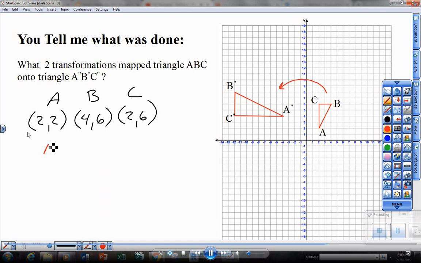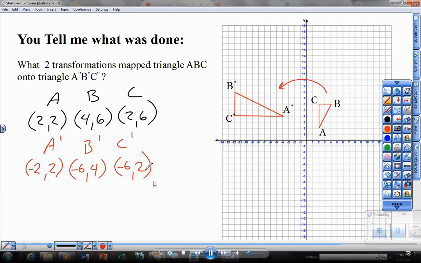So all of these will flip. 2, 2 just flips to become 2, 2. But since I'm turning to the left, that left one becomes negative. So not only flip them, but make that left one negative. So this flips and becomes -6, 4. This becomes -6, 2.